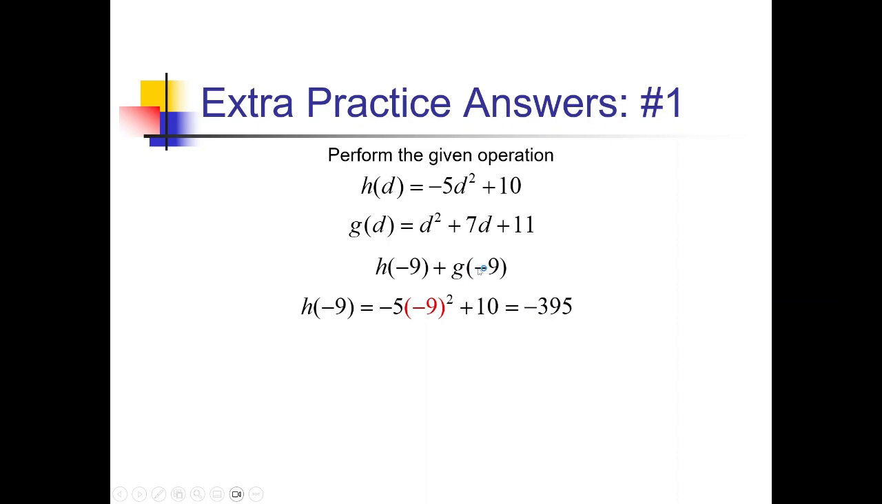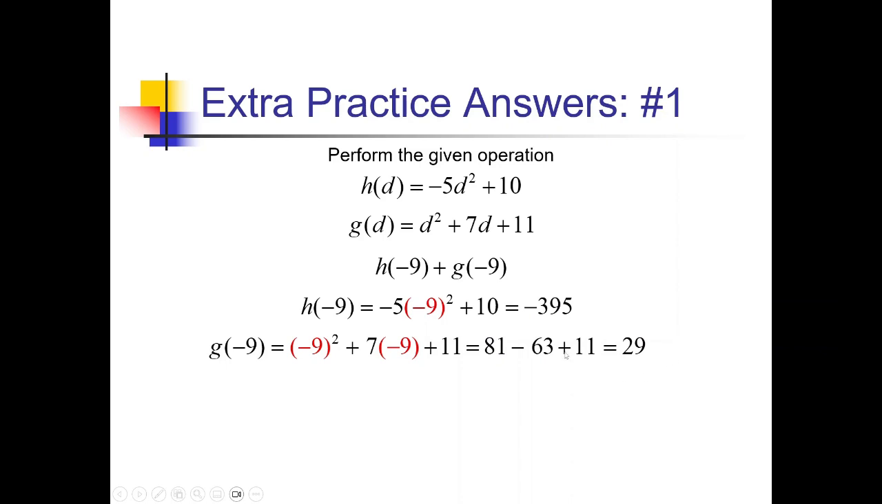Let's do g of negative 9 now. That's going to be negative 9 squared plus 7 times negative 9 plus 11. So this is 81 plus this is negative 63. So 81 minus 63, that's 18. Plus an 11 is 29 when all is said and done.